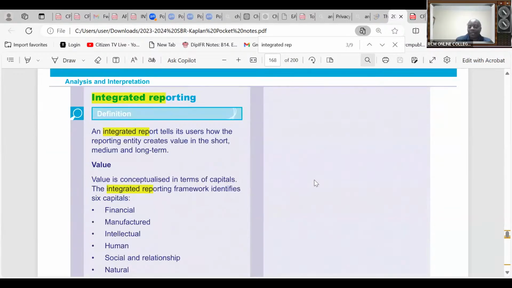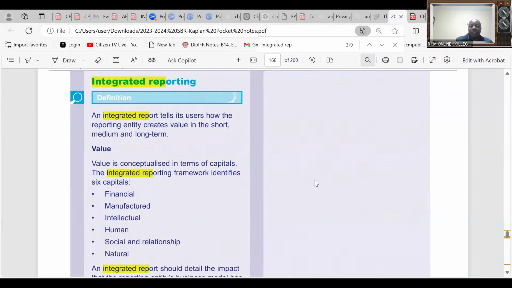They are highly summarized notes, very, very good notes. Integrated reporting definition. An integrated report tells its users how the reporting entity creates value in the short, medium, and long term. How does the company, in this case here, create value to all the stakeholders in the short, medium, and long term?